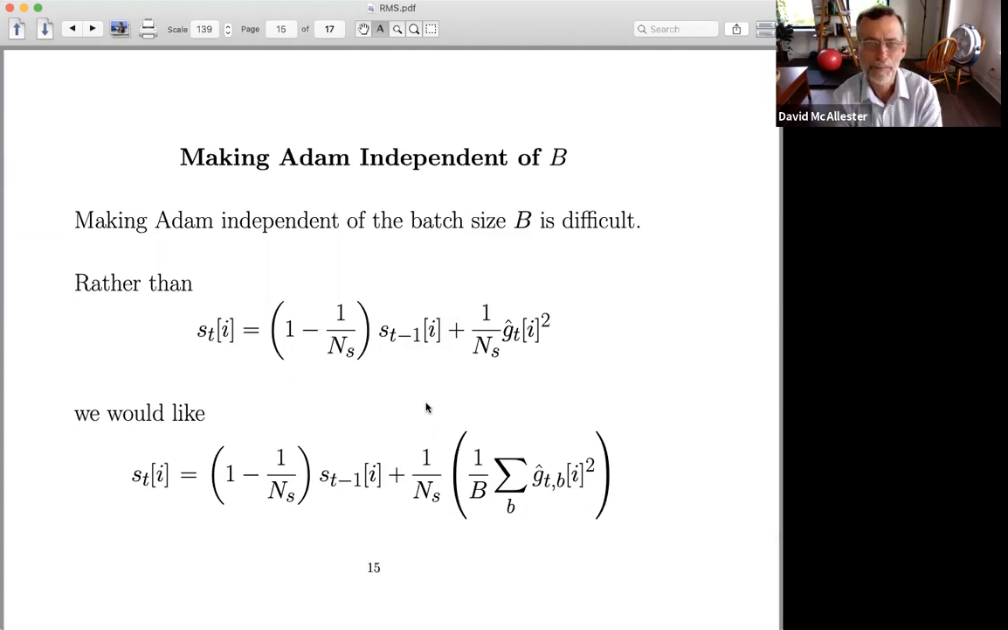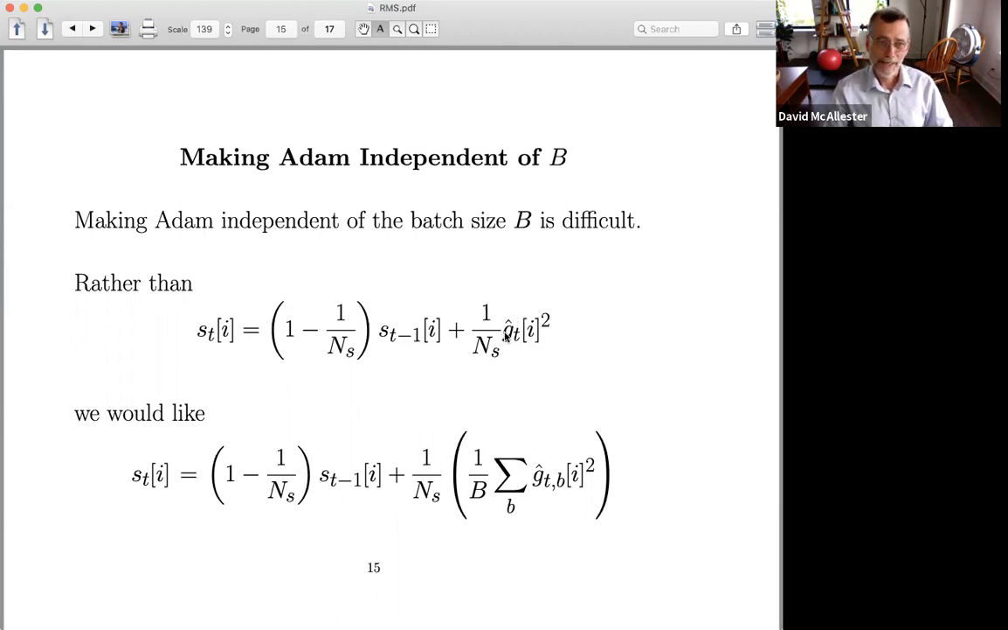Okay, so there's another thing we might want to worry about. It's nice if your optimization algorithm does not have to be retuned. You don't have to retune your metaparameters when you change your batch size. So can we make ADAM independent of the batch size? And that turns out to be tricky. So this is what ADAM is actually computing, the rolling average, running average of the square of the gradient value for some particular parameter.